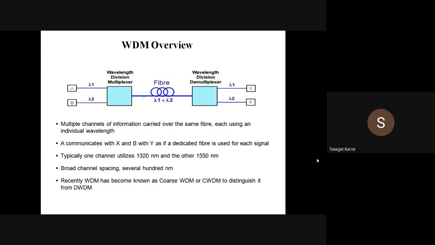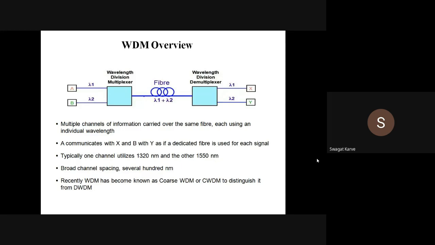So if you have a communication with X and B with Y, right? With some dedicated fiber. So you have to communicate A with X and B with Y. That means A to X and B to Y. So in that case, you have to go for a multiplexing technique.